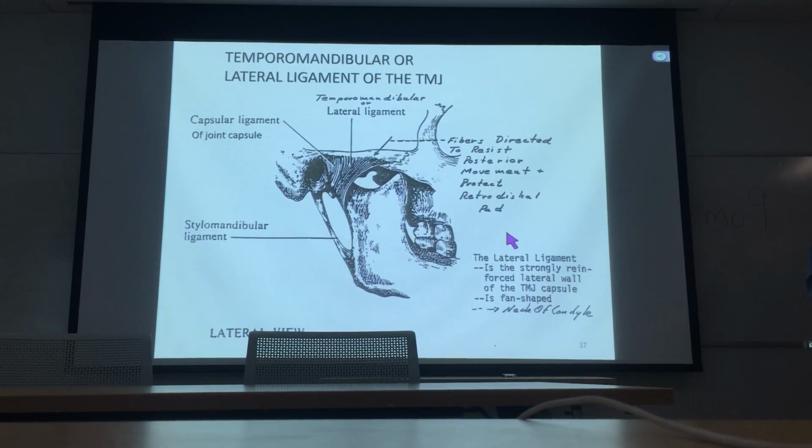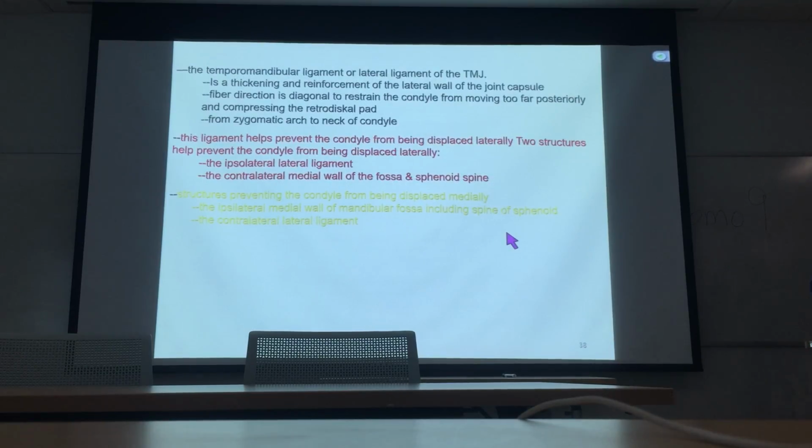Okay? Even though yours truly showed you some slides that show that the disc can't. Never mind. Lateral ligament, strong reinforcement of the wall. So it reinforces the lateral aspect of the capsule and prevents posterior displacement of the condyle. Probably what all this says on here.